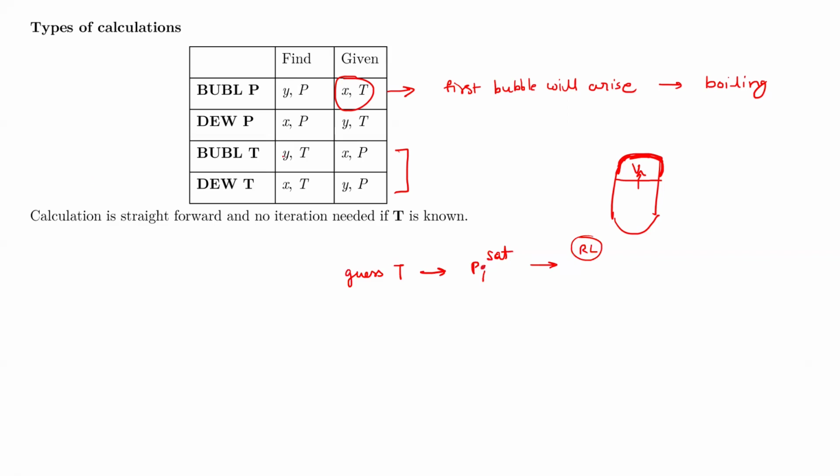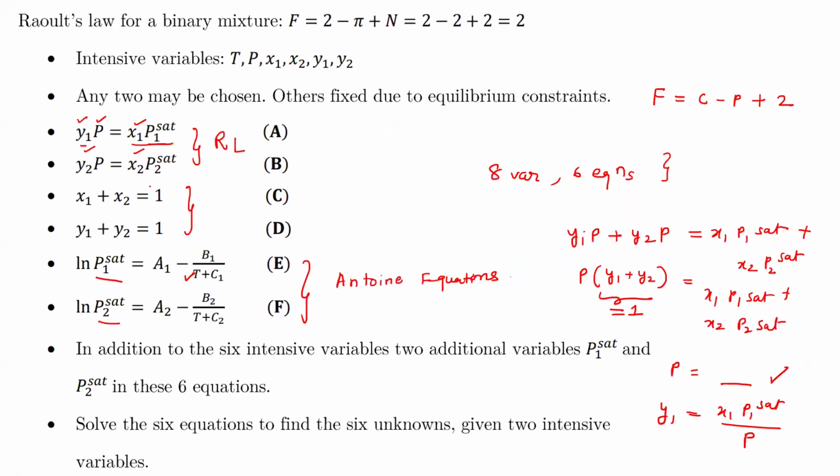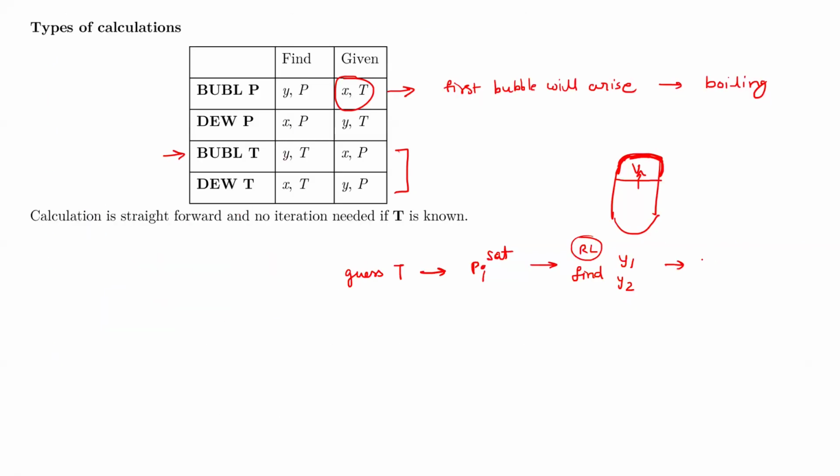So I am discussing this problem. X and P I know. Pi sat I have found from the guess temperature. Now I will find Y1 and Y2. And what should we check? There is one more equation, this D: Y1 plus Y2 is equal to 1. So now I will be checking a check variable. C is equal to Y1 plus Y2 minus 1.